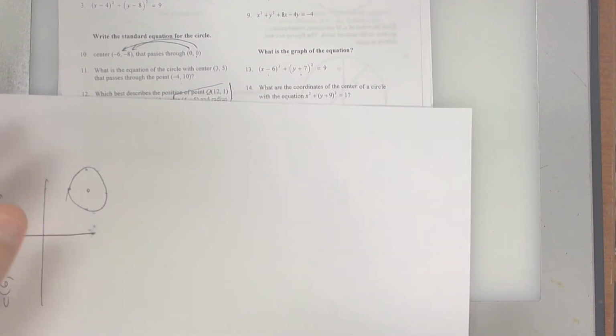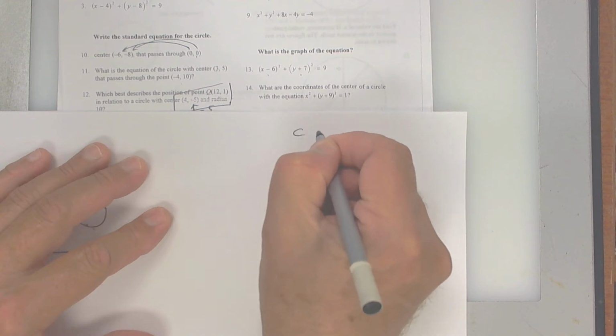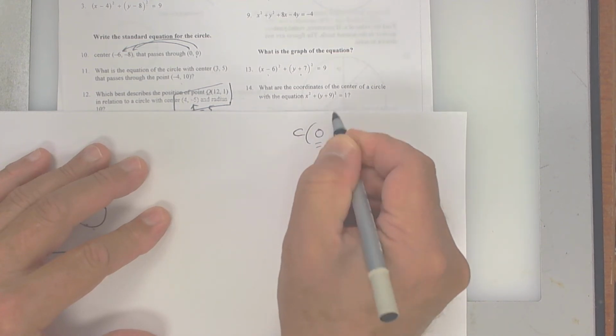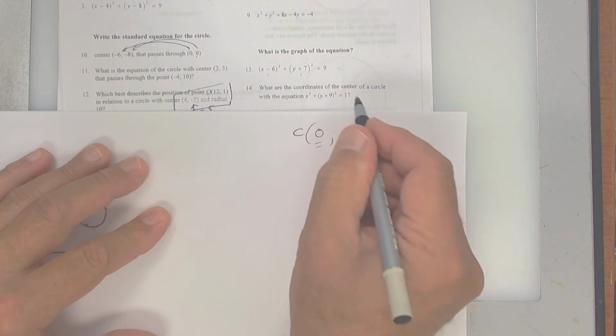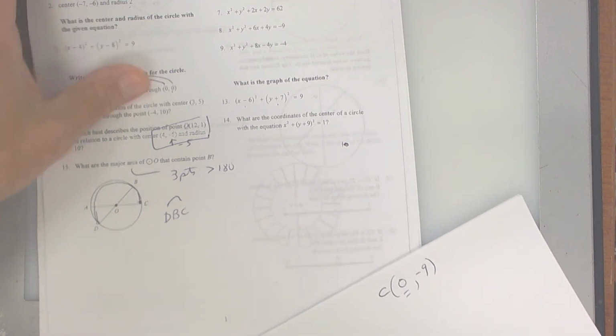Number 14, what are the coordinates of the center of the circle? Well, the center of the circle here, this x is not expanded, so it's 0. The opposite of 9 is negative 9. There it is. That's the center of the circle. All right, so the first page is really not too bad.